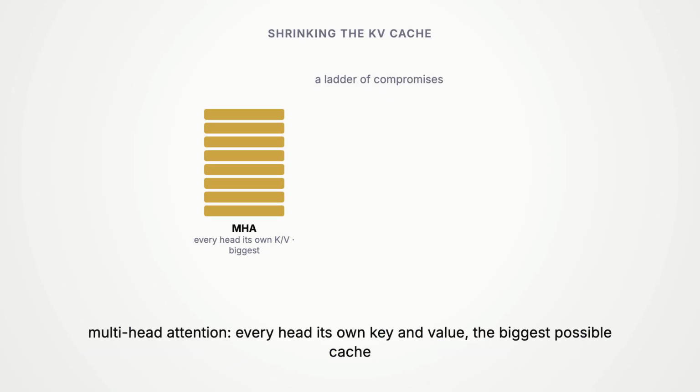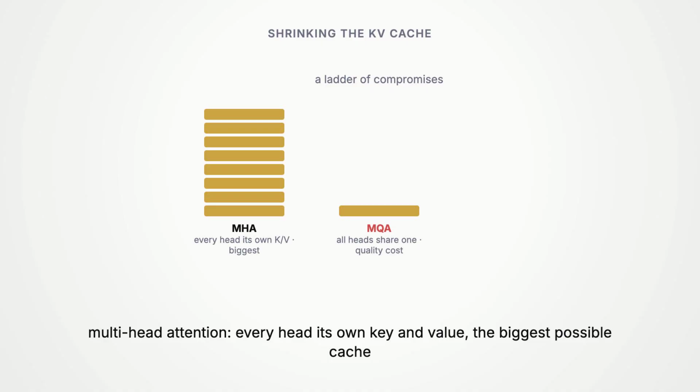The original design, multi-head attention, gives every attention head its own private key and value. Lots of heads, lots of stored pairs, the biggest possible cache. The first idea was brutal: multi-query attention. Make all the heads share a single key and value. The cache collapses, but you lose some quality.